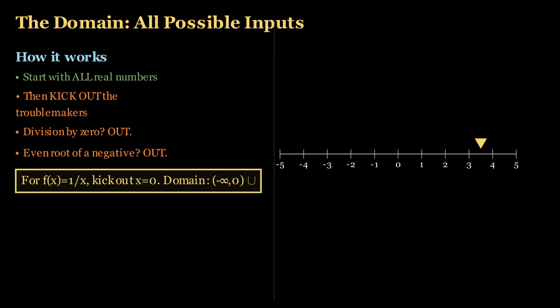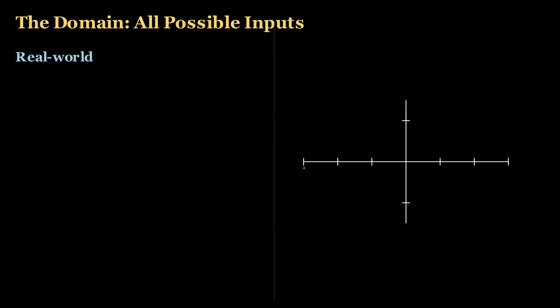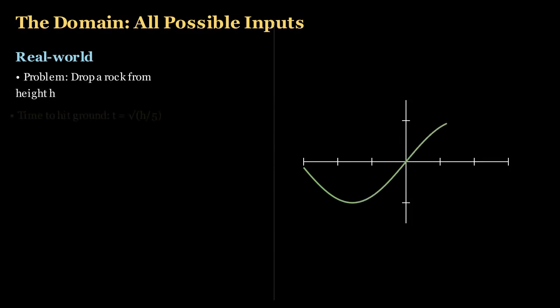We start with all real numbers for the height, h. But we see a square root, so we must kick out any h that makes the inside, h over 5, negative. Since 5 is positive, h over 5 is negative only when h itself is negative. Can a height be negative? No, a negative height would mean you dropped the rock from below the ground, which doesn't make physical sense. So, we kick out all negative numbers. The domain is all non-negative real numbers, h is greater than or equal to 0.